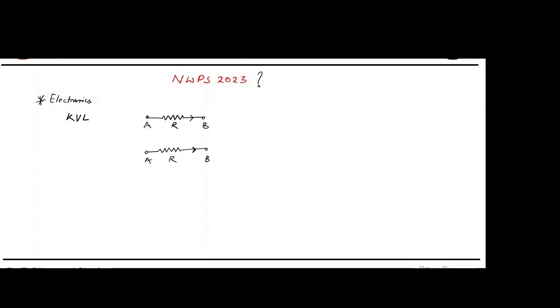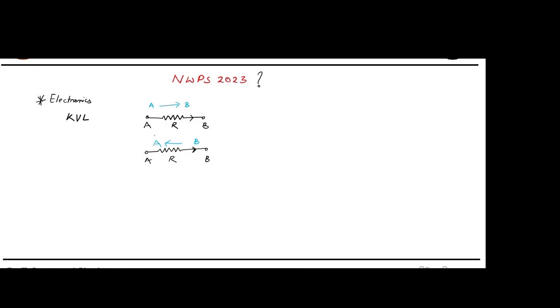Now, suppose I'm going from A to B like this in the first diagram, and in the second diagram, I'm going from B to A. So the difference is how I'm going. In the top one, I'm going from A to B. In the second one, I'm going from B to A. Are you able to follow this? Yes, sir. Okay, great.